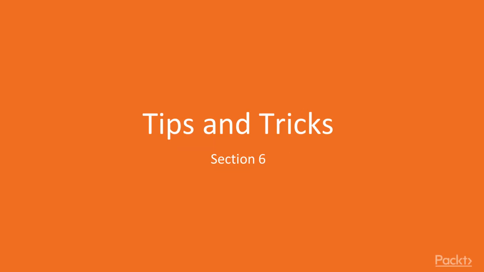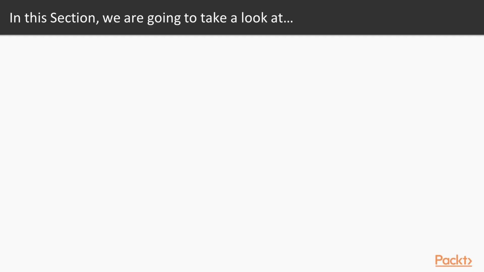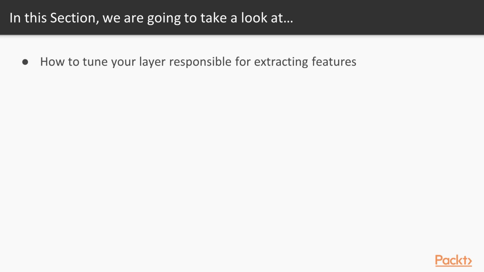Welcome to the sixth section, which will be the last one in this course. In this section we're looking at tips and tricks, and also at what simple things can be done to make our algorithms work better. Firstly, we'll see how to tune the layer responsible for extracting features. We will do a recap of parameters that affect the result of our deep learning model generations.